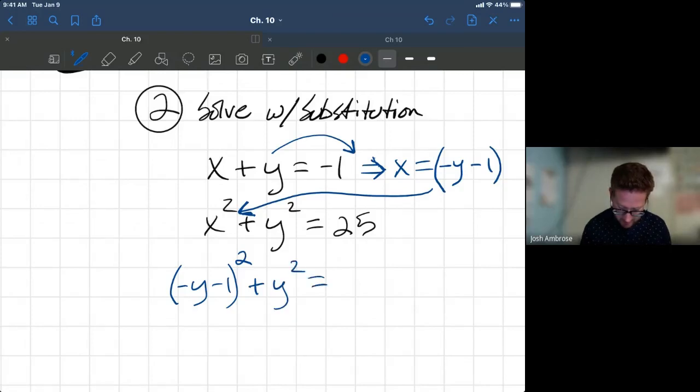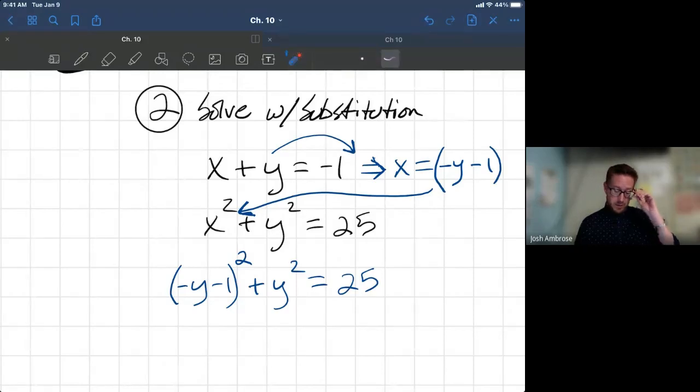Plus y squared equals 25. Okay, now you have to figure out what this whole thing is. And trust me, it's not just square this and square this. You have to FOIL it. You're going to get a trinomial when you work this out.